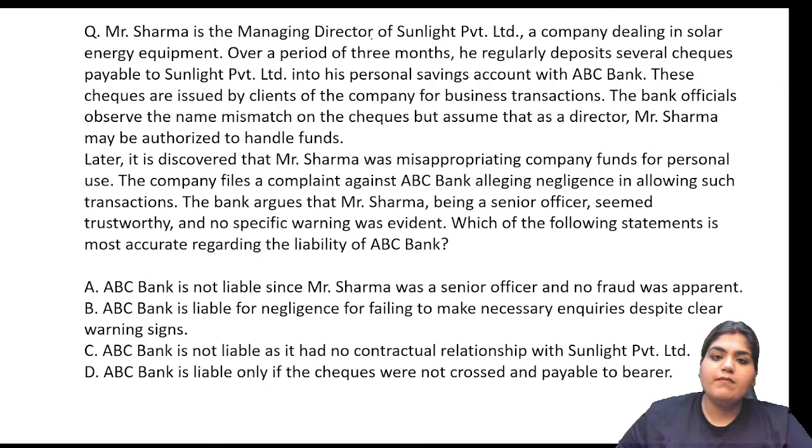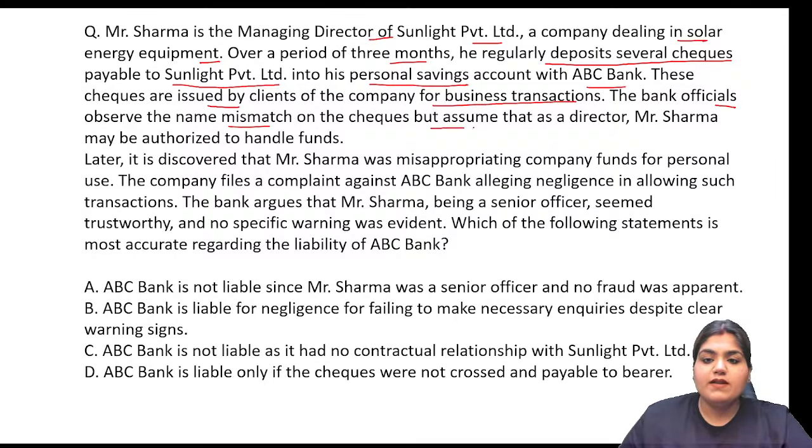Mr. Sharma, an MD of Sunlight Private Limited, a company dealing in solar energy equipment, regularly deposited several checks payable to Sunlight Private Limited into his personal savings account over a period of 3 months. These checks were issued by clients to the company for business transactions. The bank official observed the name mismatch on the check, but assumed that Mr. Sharma is the director and can handle the funds.